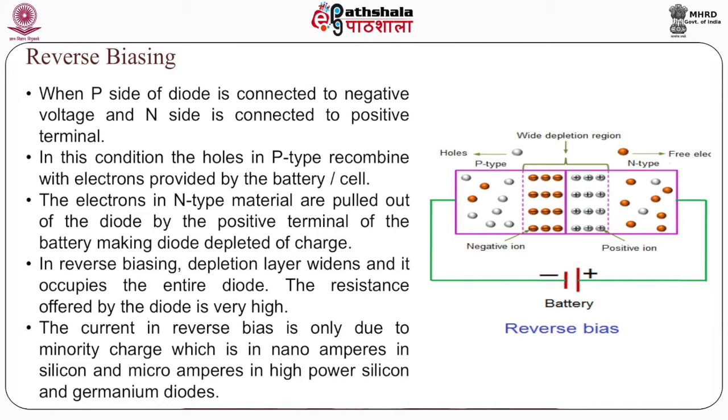Although the depletion layer was already there, the moment you connect a reverse bias, the depletion layer starts widening and it occupies the entire diode. That is, the depleted region becomes wider. The resistance in this particular situation becomes very high. The current in the reverse bias is only because of the minority charge carriers, which is in nanoamperes in silicon and microamperes in case of high power silicon and germanium diodes.